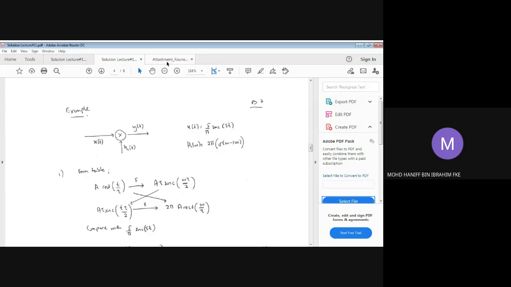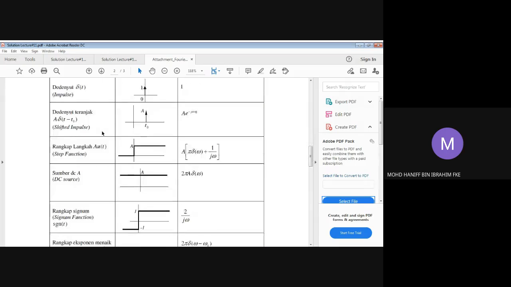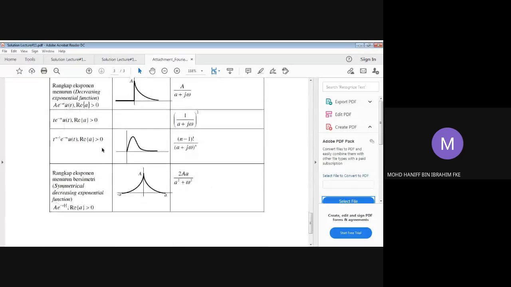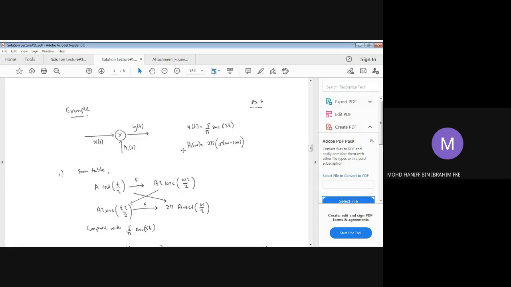Is there any such sinc function in time domain? This is page 2. Is there any sinc function in time domain based on this table? There is no such sinc function in time domain, but we can notice a sinc function in frequency domain. It is for the rectangular function. So to find the Fourier transform for the sinc function in the question, we need to apply the duality property, because your sinc function is in time domain, and as we have seen just now, the sinc function is only available in frequency domain. So we have to adopt the duality property to find the Fourier transform of x(t).